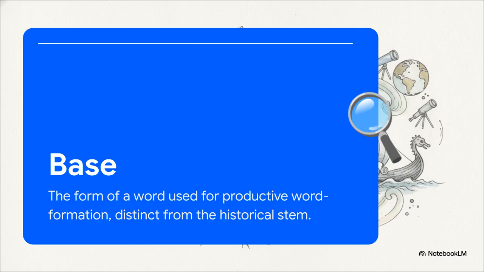For that, we need the concept of the base, meaning the form of a word that is actually used for productive word formation. So to create depolarize, the productive base is actually polarize, not just pol. Understanding this distinction is absolutely vital for any kind of advanced morphological analysis.